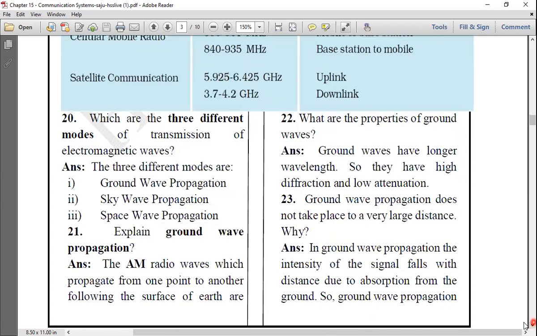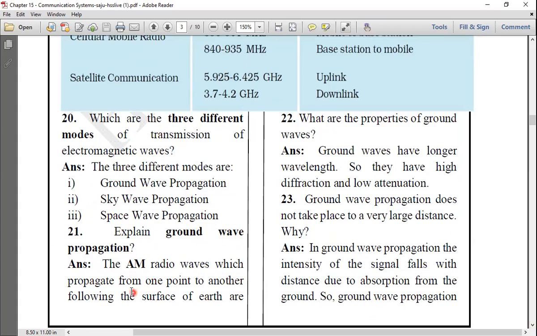Next one, which are the three different modes of transmission of electromagnetic waves? Ground wave propagation, skyway propagation, space wave propagation. Ground wave propagation: communication takes place via waves which are transmitting along the ground. Skyway propagation is through the ionosphere, and space wave propagation is through satellite. So explain ground wave propagation first.